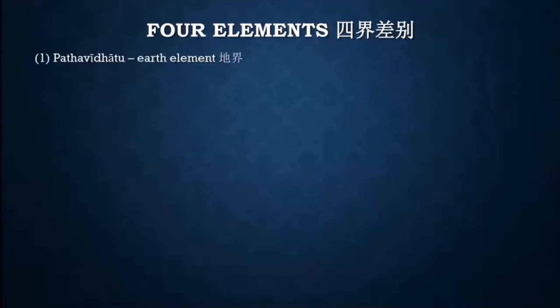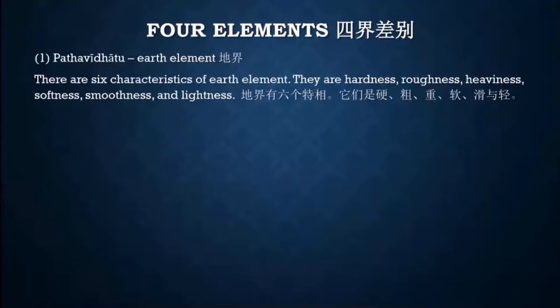The first one is Paṭhavi Dhatu, earth element. So when we are going to talk about the earth element, we have to know how many characteristics the earth element has. If we know the characteristics of earth element, we will know how to discern it. So there are 6 characteristics of earth element. They are hardness, roughness, heaviness, softness, smoothness, and lightness.